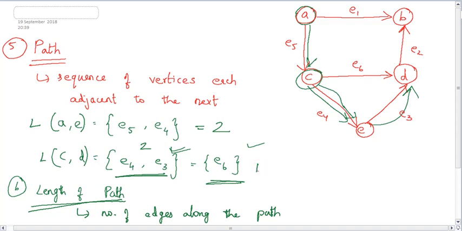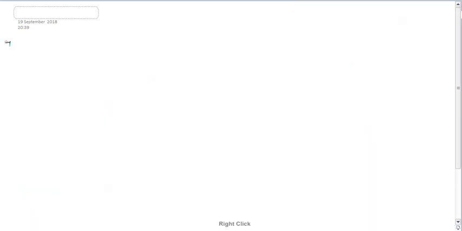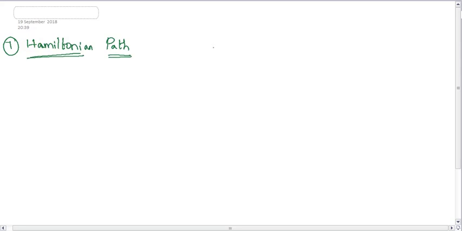Very simple, isn't it? Let us move on with the seventh terminology, that is Hamiltonian path. What is a Hamiltonian path? Hamiltonian path is nothing but the same, it is a normal path. We have to check whether there is a path between two vertices, but it should contain all the vertices in the graph. Now, let us consider an example.